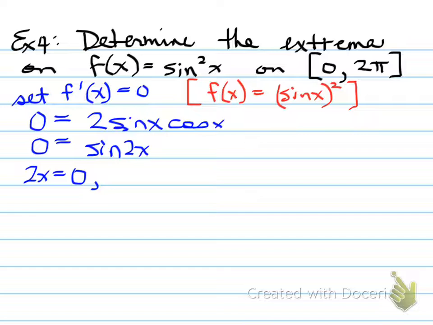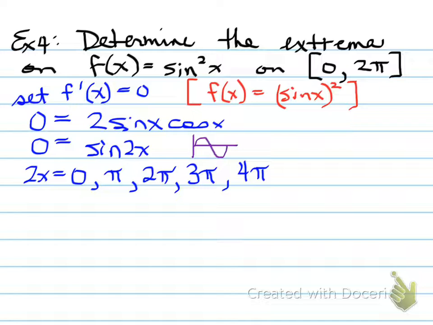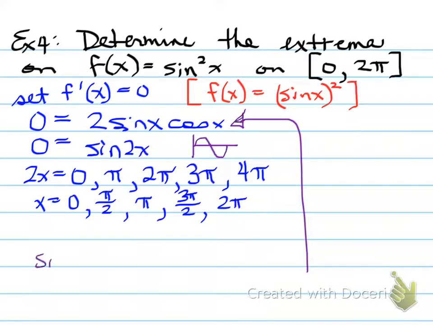Sin 2x is equal to 0. That means if we look at the sine function, reminder again, it looks like this. So 2x is equal to 0, pi, 2 pi, and we need to keep going because we have a specific interval, so that when we divide by 2, it still remains within the interval, which will be 3 pi and 4 pi. Divide by 2, you get 0, pi over 2, pi, 3 pi over 2, and 2 pi.